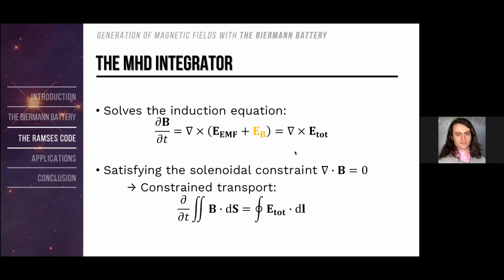Ramses being an AMR-based code, the most natural approach would have been to define the magnetic field at the center of each cell, where the other hydrodynamical variables are also defined. However, this procedure numerically violates the solenoidal constraint. And one way to solve this problem is, of course, to use the so-called constraint transport, which simply consists in writing the induction equation in its conservative form.